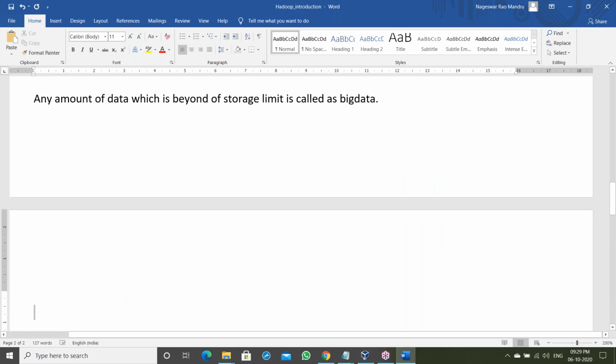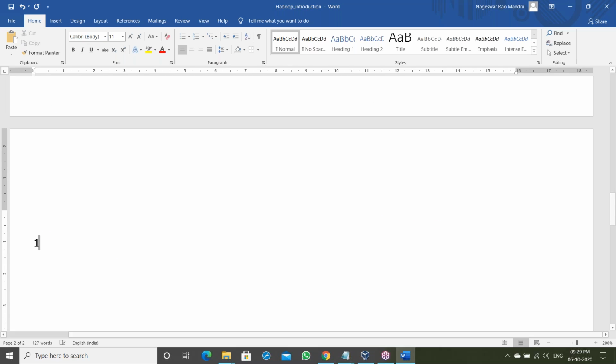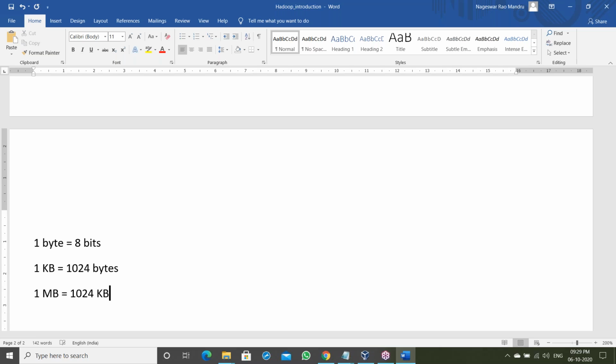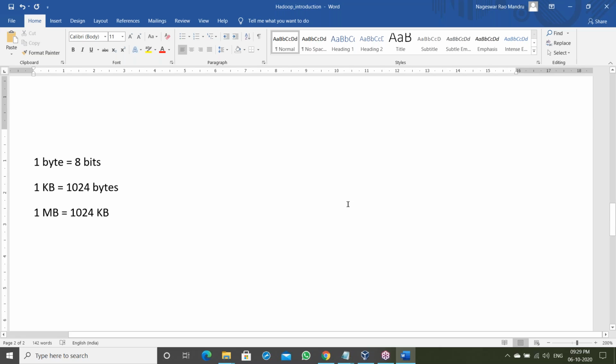I'll tell you one more example here. 1 byte equals 8 bits. 1 KB equals 1024 bytes. Next, after KB, MB: 1 MB equals 1024 KBs. After MB, next GB.